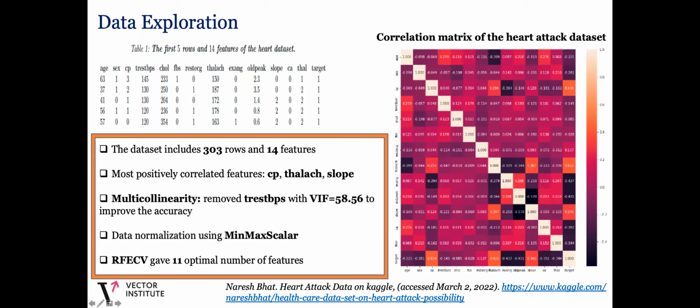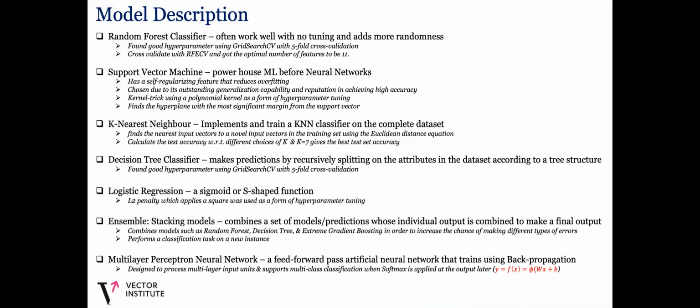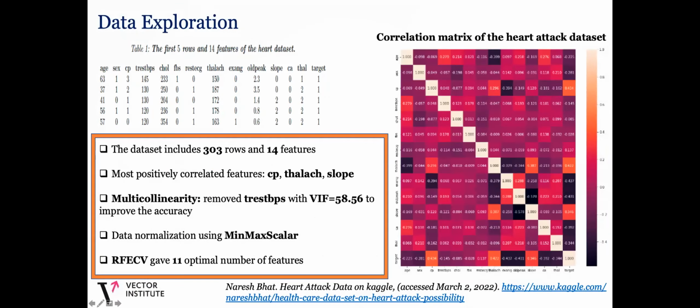I also checked for multicollinearity and removed the resting blood pressure with a variance inflation factor of greater than 50. I normalized using max scaler, and also performed recursive feature elimination and had the optimal number of features to be 11. Briefly, like I mentioned, the positively correlated features are the ones that are brightest, and the deeper ones are negatively correlated features.